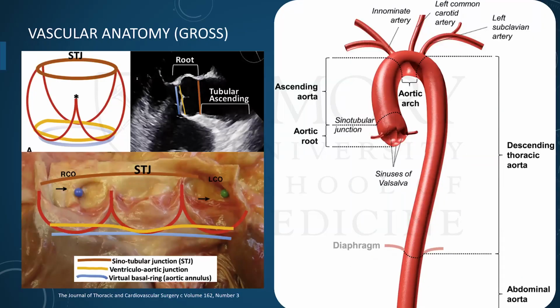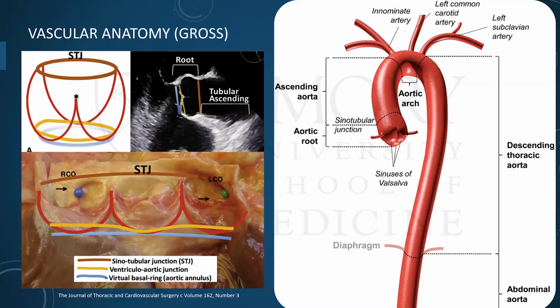The gross anatomy. So on the picture on the right, the aorta originates from the sinuses of Valsalva, and the sinuses are bordered externally by the outer wall, the outer pouching of the proximal aorta of the sinuses, and then internally by the upper layers of the aortic valve.